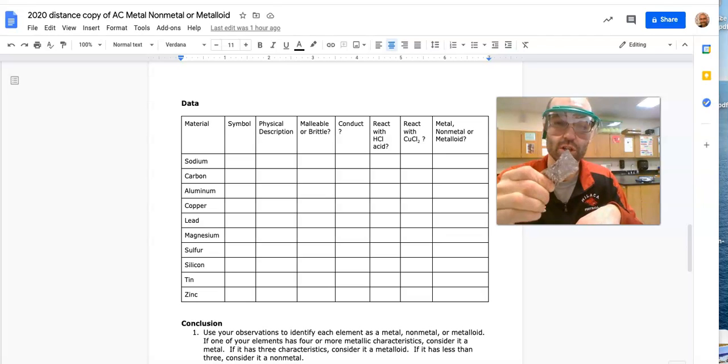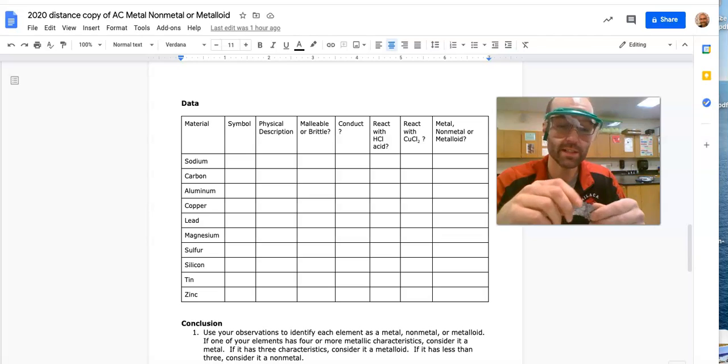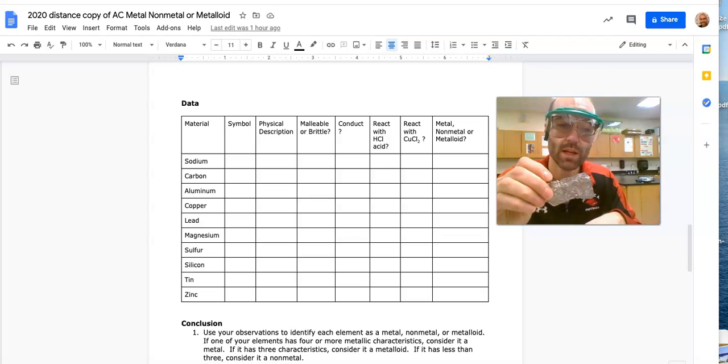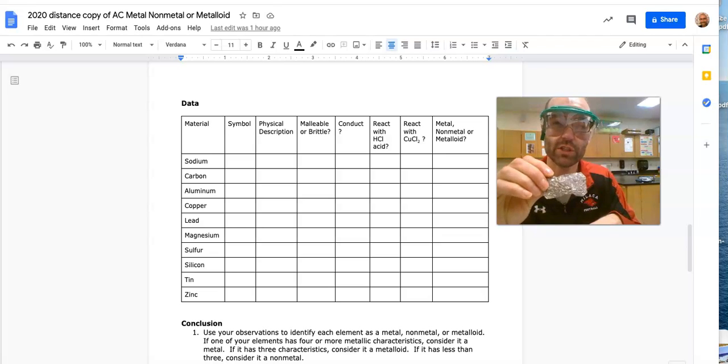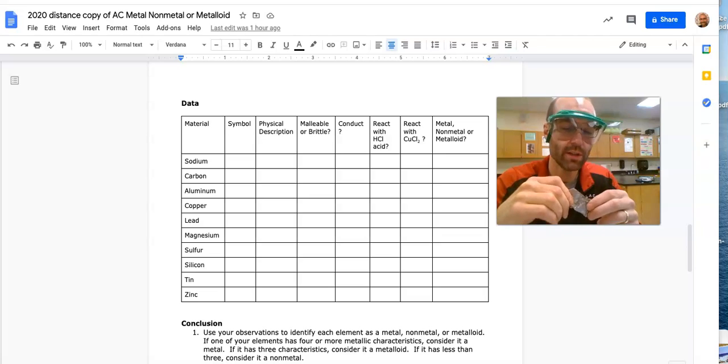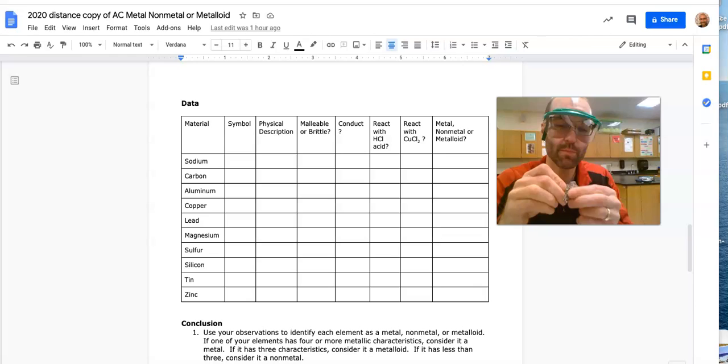I've got some chunk of lead. I noticed right away it's dense. It's a very dense solid. It also has that shimmery, silvery luster. Not as shiny of a luster as aluminum. It's more of a dull luster, but it's still there nonetheless. Malleable or brittle? It is malleable. I can shape it and fold it when it's thin like this.